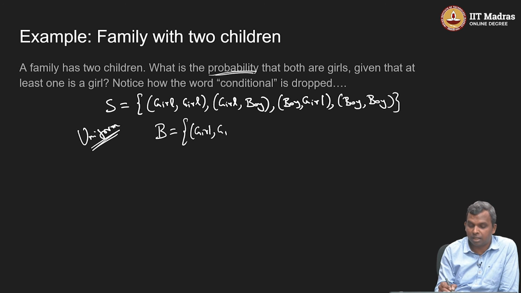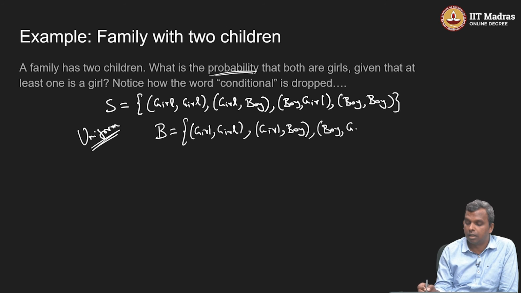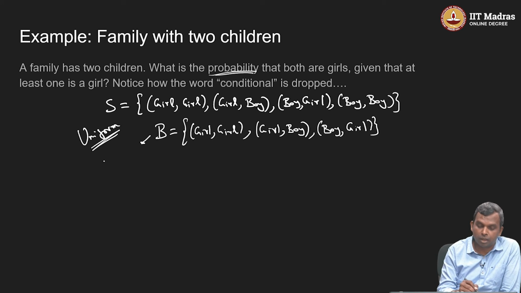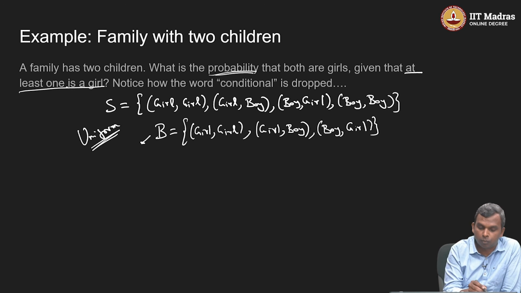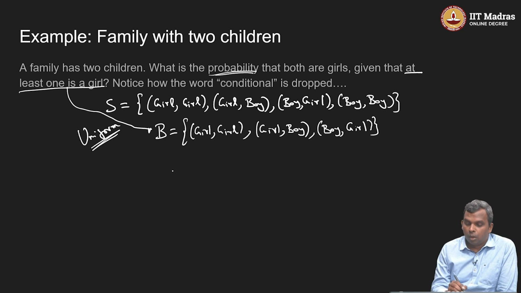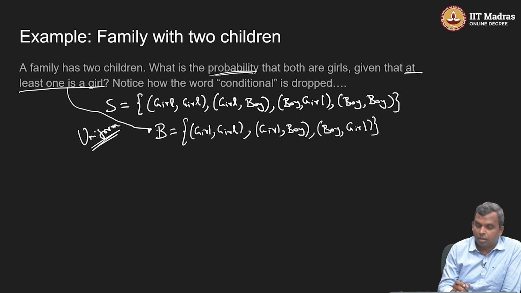So if at least one is a girl, there are 3 outcomes that qualify under at least one is a girl. So this is that event. Now the question is, what is the probability that both are girls? So the question that's asked is the probability of girl comma girl, this event, given B.